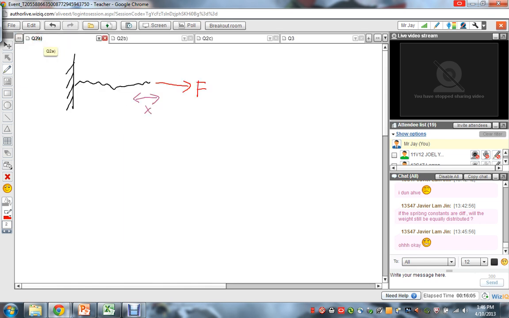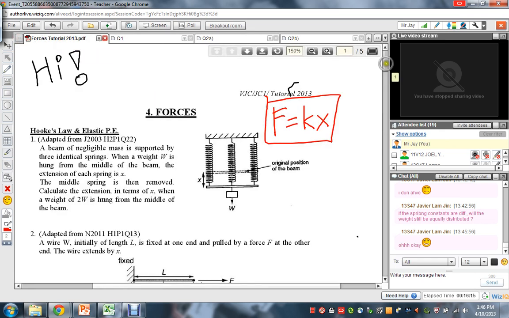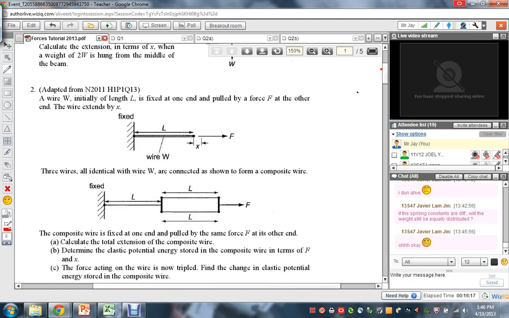Any more questions for question 1? If you have, you can just type it there. If not, I can just proceed to question 2. Question 1 was pretty interesting. Question 2 is a bit more challenging. Question 2 looks like this.